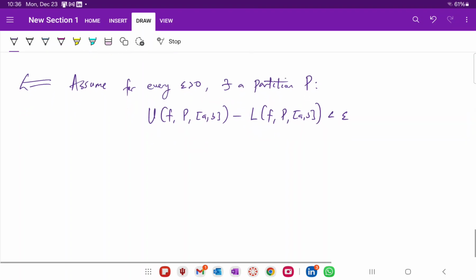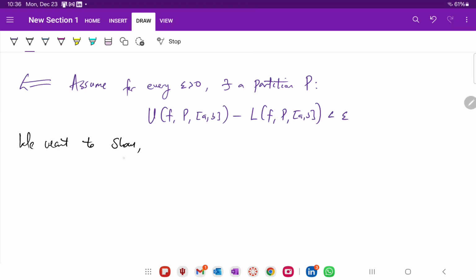So what we want to prove, so we want to show that the sup over P of the lower Riemann sum, by definition of the Riemann integral, is equal to the infimum over P of the upper Riemann sum. So that is what we want to prove.